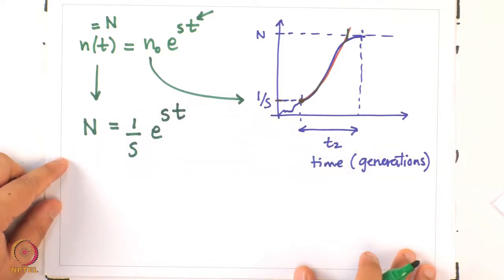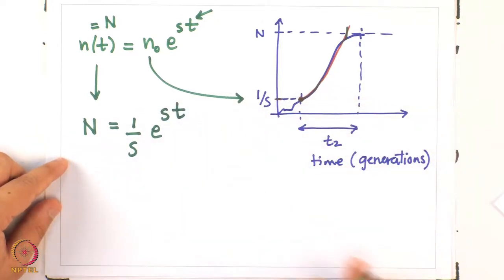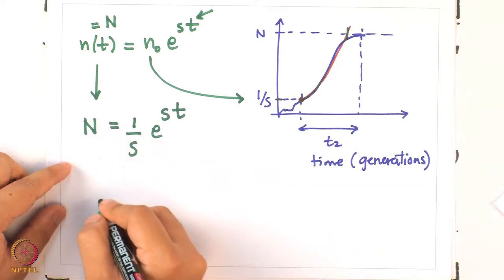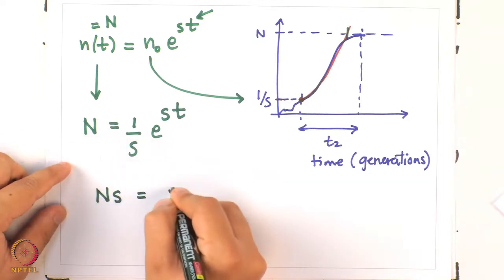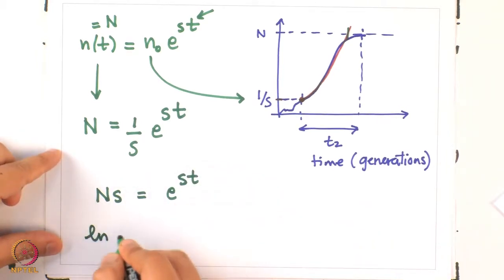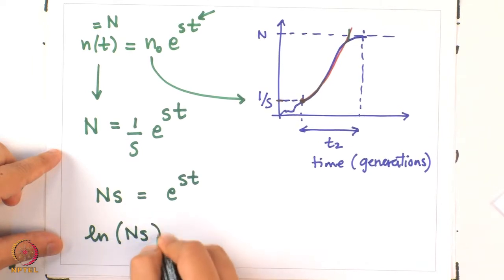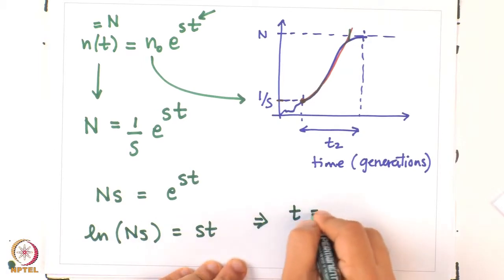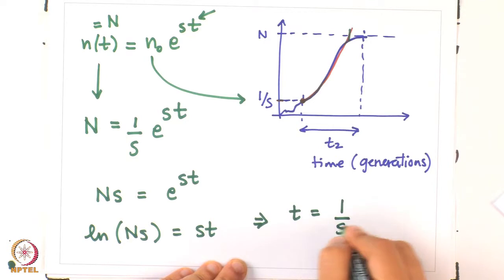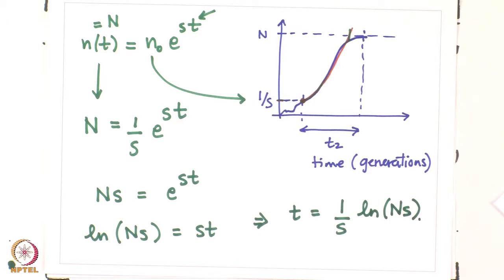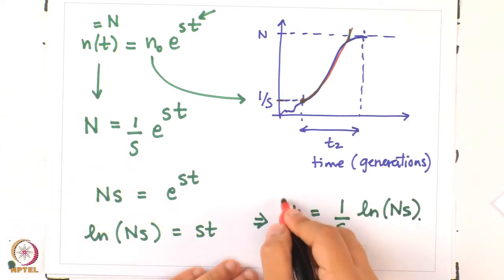s is the selection coefficient associated with this mutant, and t is the variable that I am interested in finding out. So, now if I process this further, I take s over to the other side and I get Ns equal to e to the power st. Then I take log of both sides. So, I get natural log of Ns equal to st, which implies that t is equal to 1 upon s times ln of Ns. Okay. That is my estimate for time T2.